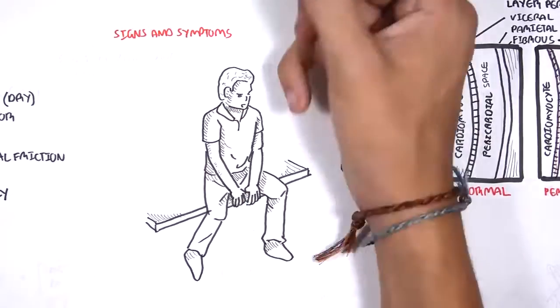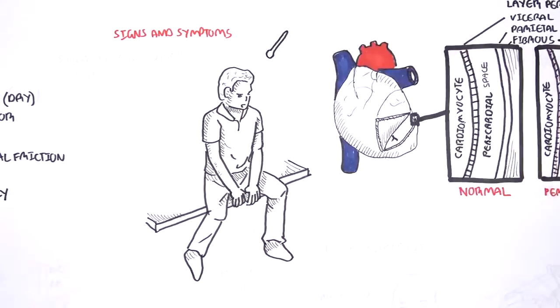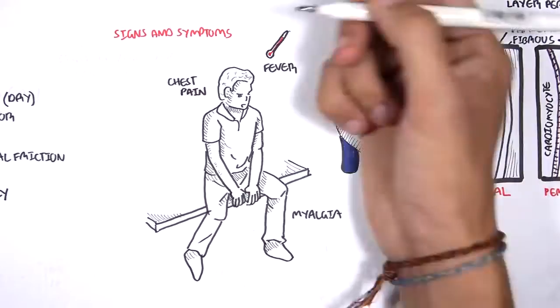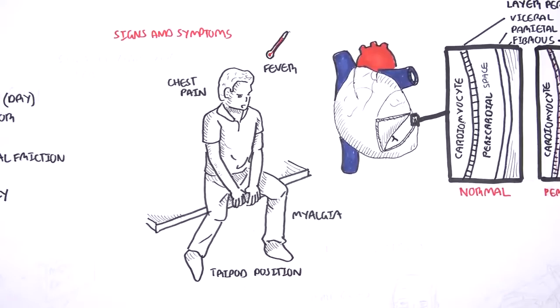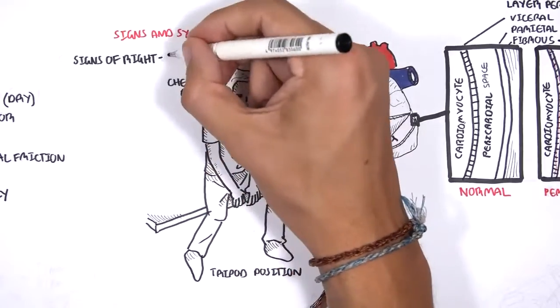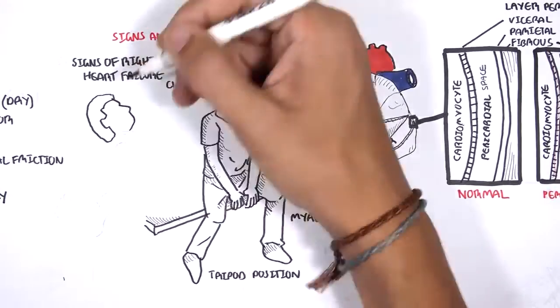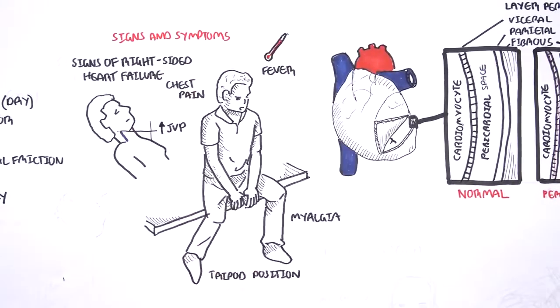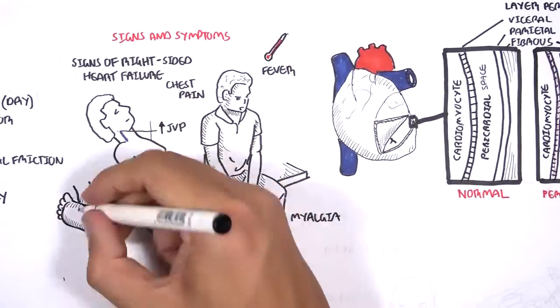The signs and symptoms of pericarditis include fever, myalgia, chest pain, tripoding position, which relieves the pain, and signs of right-sided heart failure, including a raised JVP and peripheral edema.